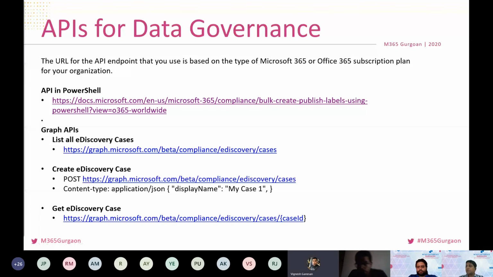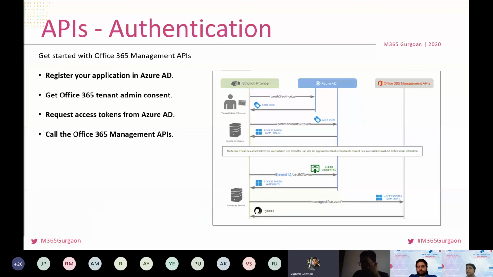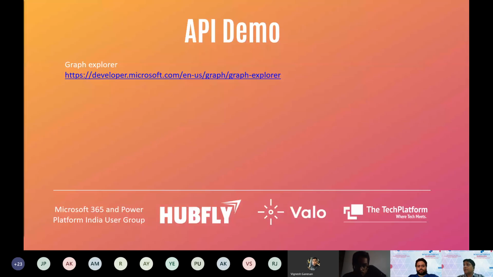Folks, we have just 1 more minute left. I'll skip the authentication, but it's a generic topic. For any Graph API, to authenticate, you need to register an application in Azure AD, and then you can get a token from that, and you can call the Office 365 Management API using that. So the APIs that I showed earlier can be called using this.